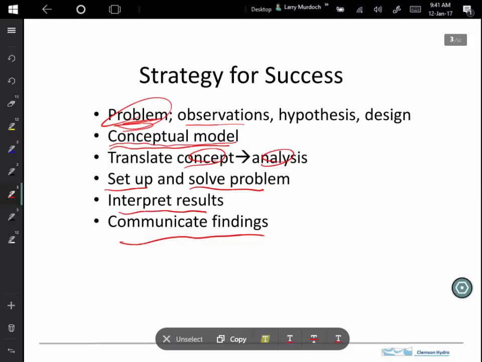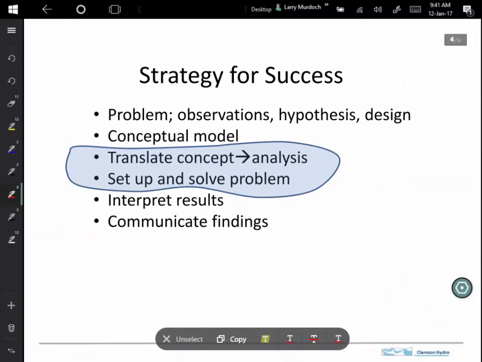Okay, so that's the strategies for success, and we'll be doing a lot of that. Really, we'll be going through those whole steps. Although for the course, we're going to focus mostly on what I've circled here. How you translate the concepts into analysis, and then this setting up and solving of the problem. That's where you need to do some numerical calculations and get results.